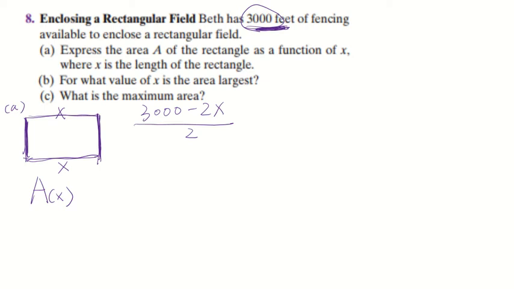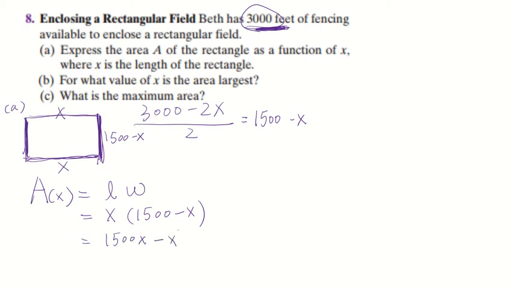Okay, so if you agree with that, well, each side unknown will be 1,500 minus x. So 1,500 minus x. Okay, so we know the length, we know the width of the rectangle. The area of the rectangle will be the length times the width. In this case is x times 1,500 minus x. Simplify this a little bit.